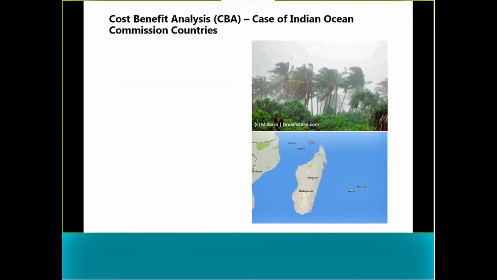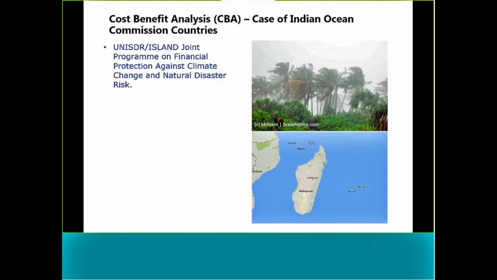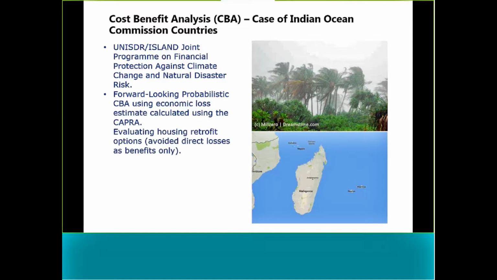These benefits can be estimated either deterministically or probabilistically, based on the resources and capacity available in different regions. A recent example of cost-benefit analysis is the case of the Indian Ocean Commission countries, where UNISDR, in collaboration with the Indian Ocean Commission, conducted capacity building on probabilistic cost-benefit analysis, using recently collected information on hazard, exposure, and vulnerability to cyclone risk in the country, using the CAPRA software.